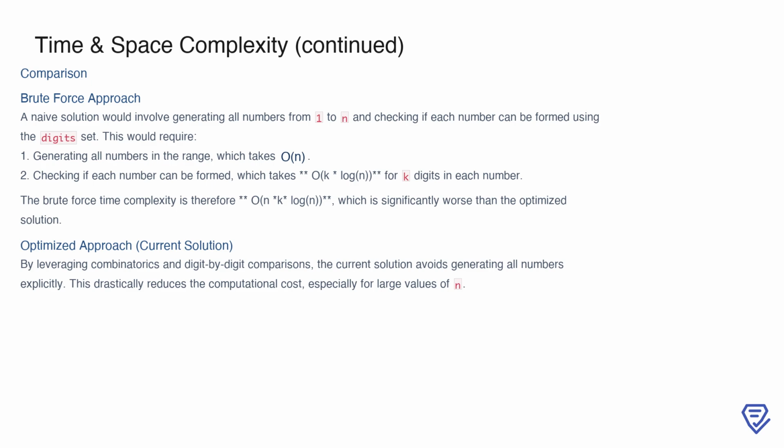To better understand the advantages of this optimized approach, let's compare it to a brute force solution. A naive method would involve generating every number from 1 to n and checking whether each number can be formed using the given digit set. Generating all numbers in the range would require O(n) time, and for each number, verifying its digits would take O(k * log n), where k is the number of digits in each number. Combining these, the total time complexity of the brute force approach is O(n * k * log n), which is highly inefficient for large n. In contrast, the optimized solution leverages combinatorics to avoid explicitly generating all numbers, drastically reducing the computational cost. This makes the optimized approach significantly faster, especially when n is large.